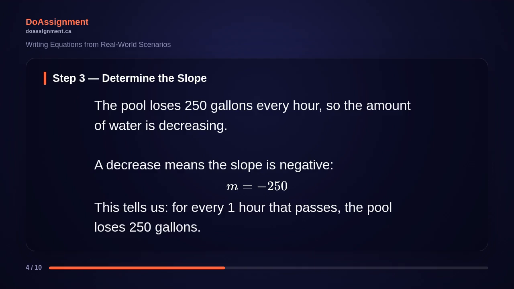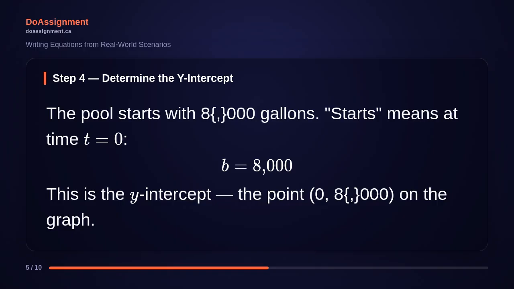The pool is draining, so water is decreasing. That means our slope is negative 250. For every hour that passes, 250 gallons leave the pool. The pool starts with 8,000 gallons, and starts means at time 0. So our y-intercept b equals 8,000. On the graph, this is the point where t equals 0 and y equals 8,000.